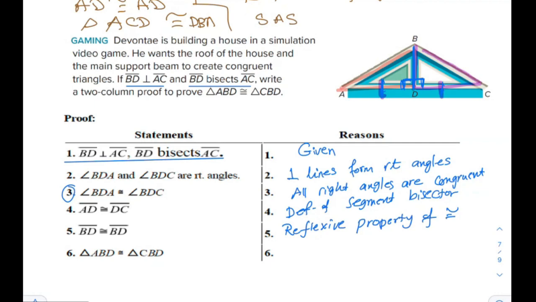Last statement, then we have here a side, and then we have an angle, and then we have another side here. That means that the triangles are congruent by side, angle, side. This is the proof that we are looking for. Let's move on now.